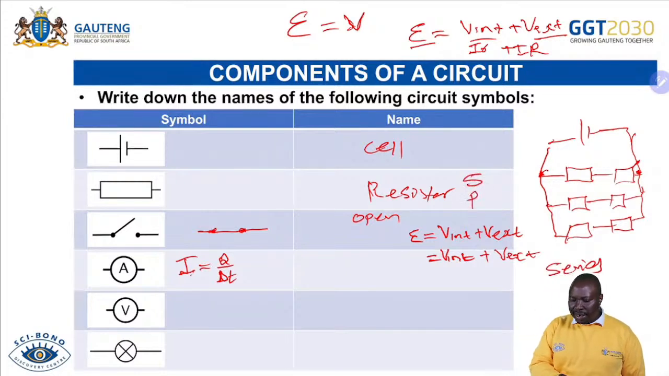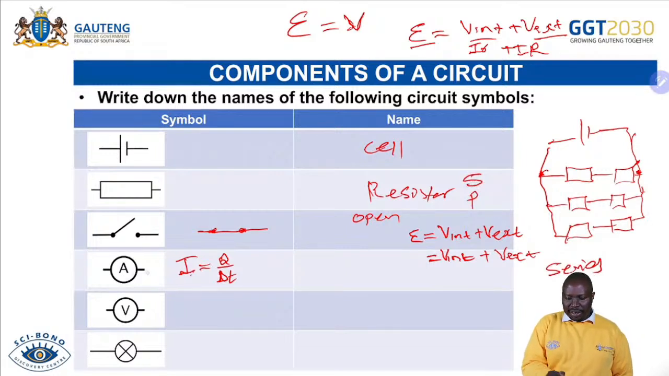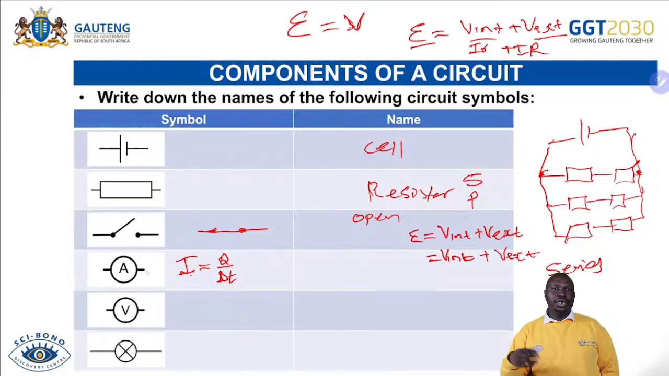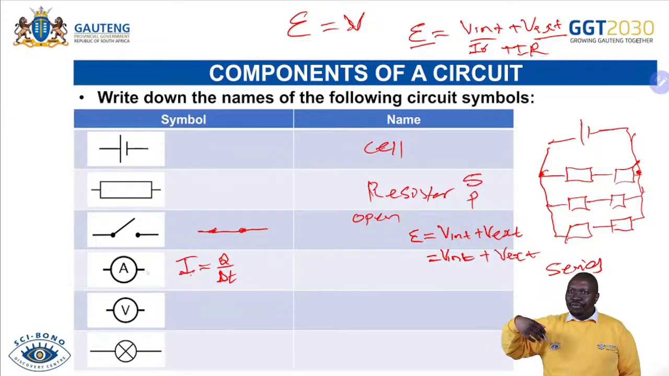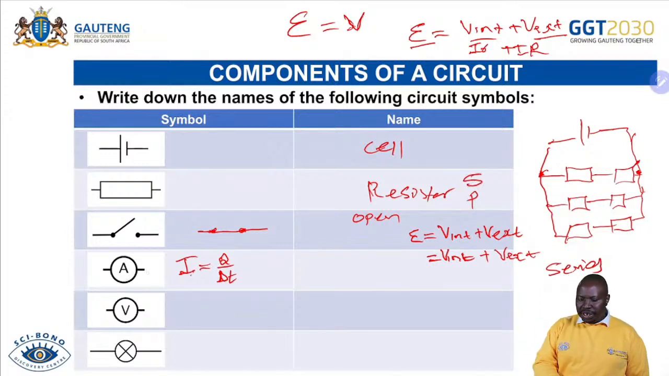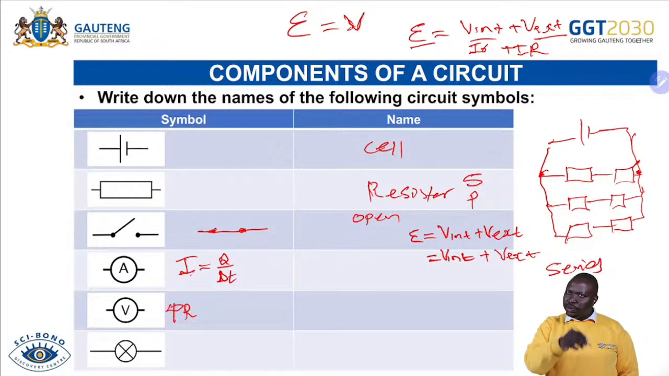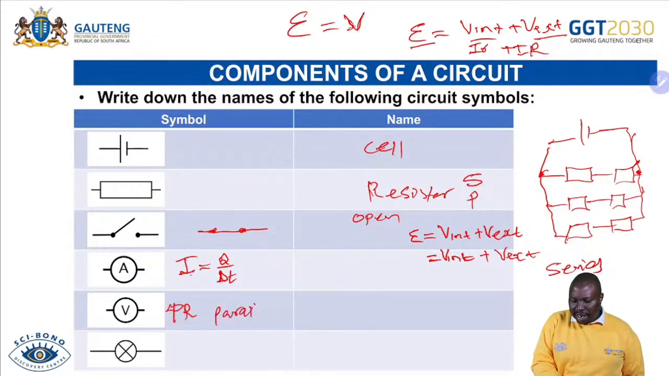Now, why do we connect the ammeter in series? We connect it in series because it has negligible resistance. So its resistance is very small. It still allows the charges to pass. It doesn't hinder the flow of charges. It allows the charges to flow. But the voltmeter has very high resistance, hence we will always connect the voltmeter in parallel. So the voltmeter must be connected in parallel.